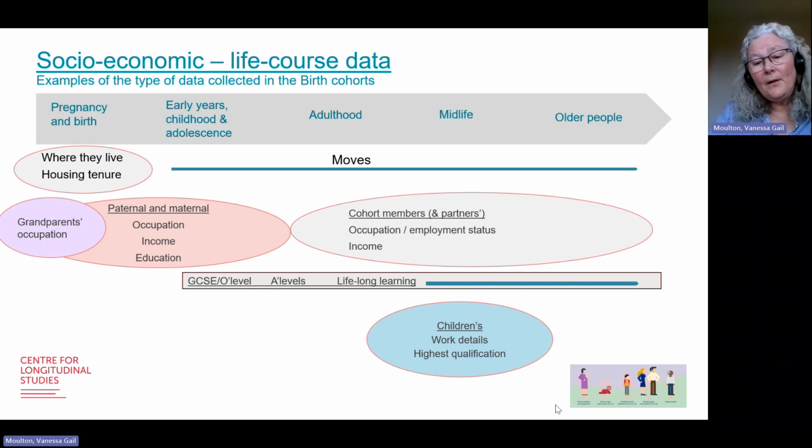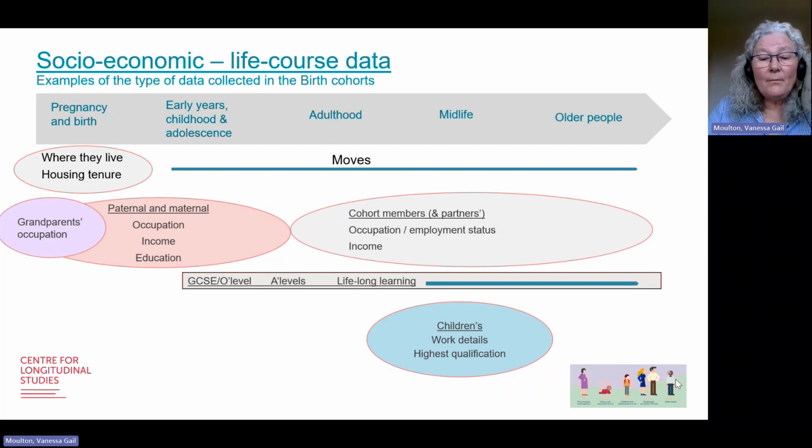So a quick look at socioeconomic data. So across the life course, we know where they live, and this information is available at different levels of granularity, and therefore we know if they've moved, where they've moved to. We also know their housing tenure, so home ownership, renting, etc. And there's a lot of information on accommodation.